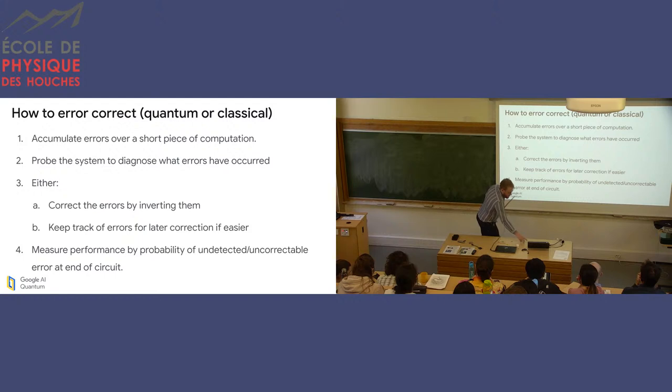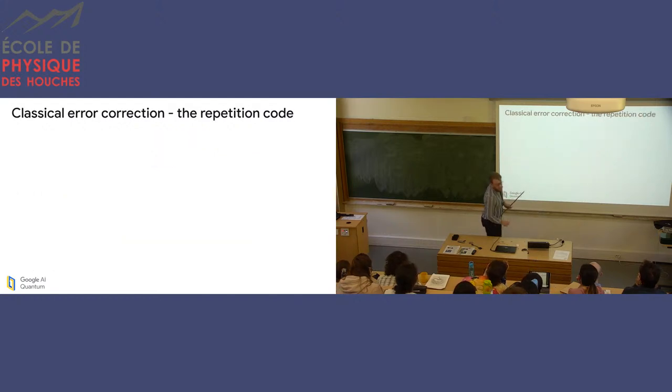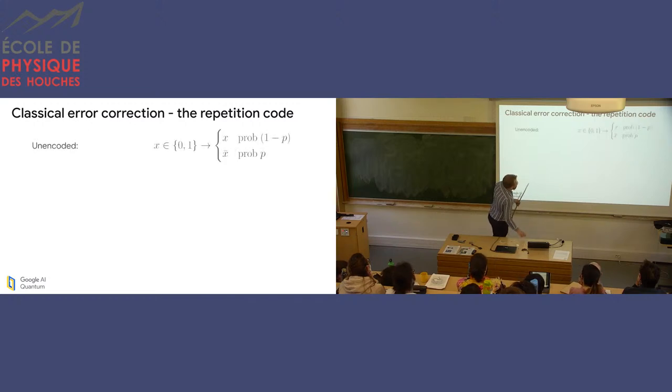Great. Let's move on, and let's now see how all of these steps might actually occur in a classical code. I want to start with a classical error correction code, because it's a bit easier to understand. Then I'm going to move on to quantum error correction, and we'll hopefully see where some of the issues lie. I've got over 40 more minutes, it's plenty of time. So the repetition code is probably the simplest classical error correction code, because it says it in the name.